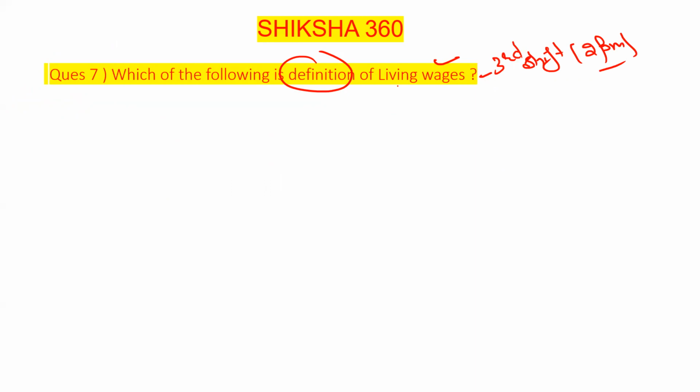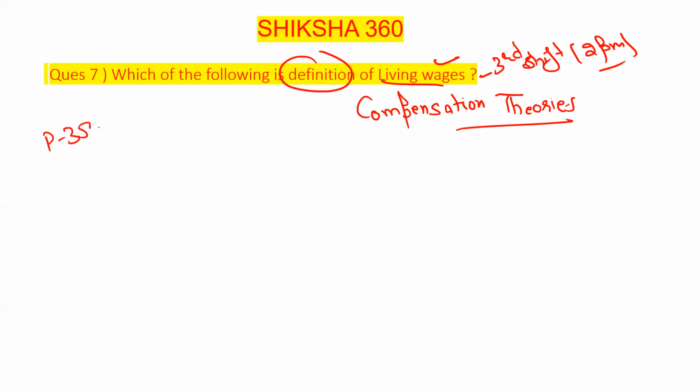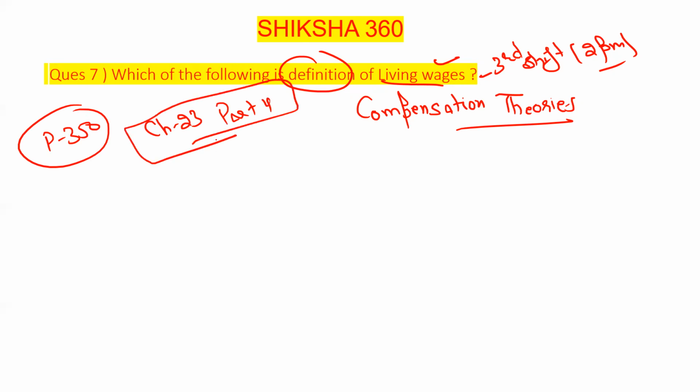Which of the following is the definition of living wages? We have already discussed this under compensation theories. When we do any work, we demand compensation, so that comes under the compensation theories, on page number 350 and chapter number 23, part 4 uploaded in the group. You can go through that video also to understand this concept. We discussed 4 wages under that.